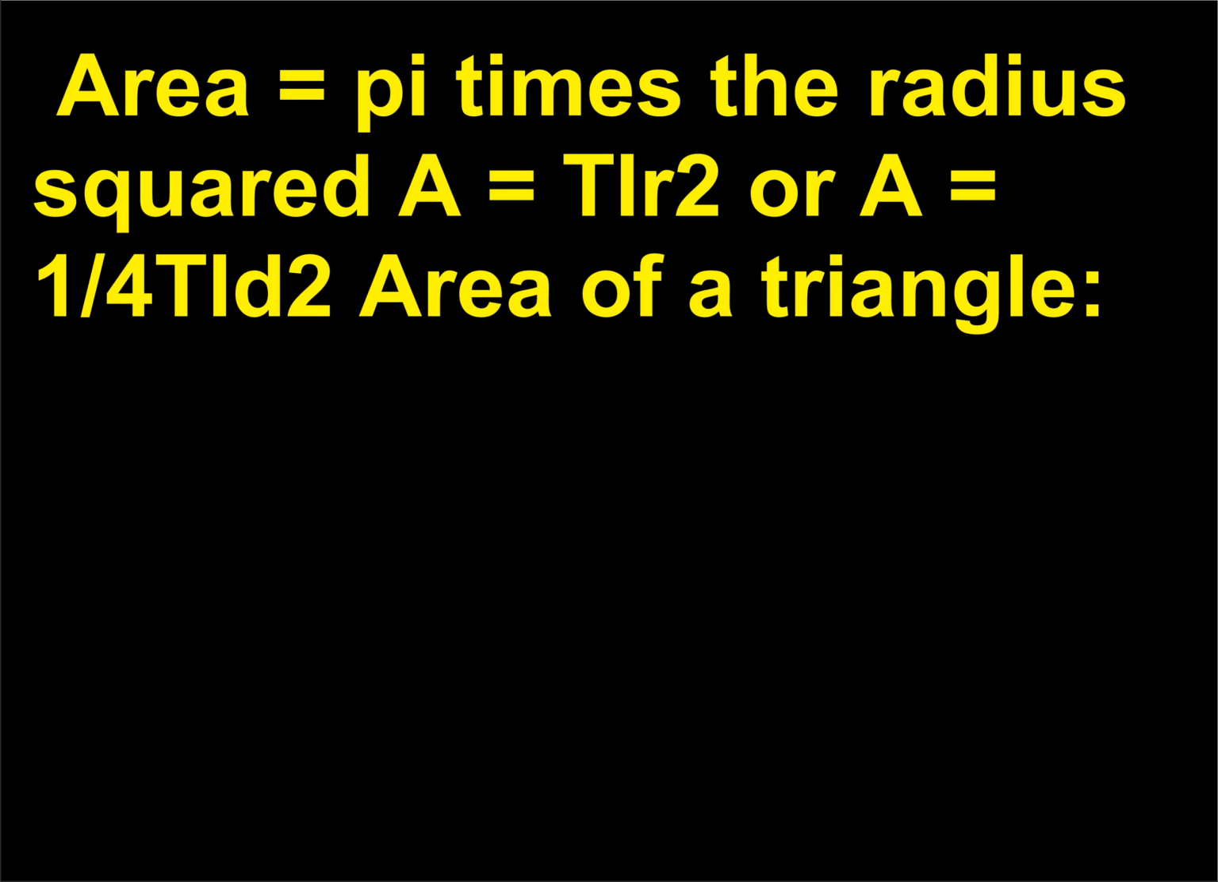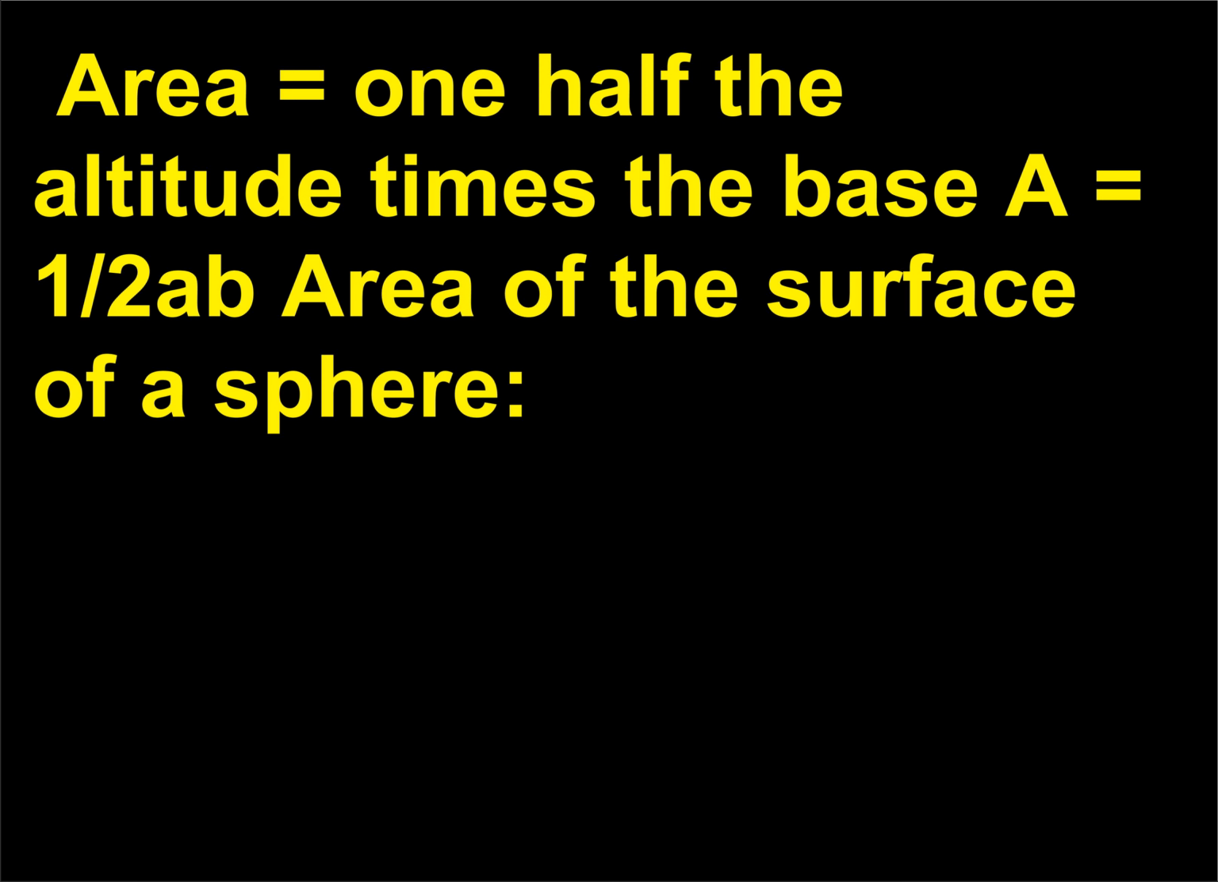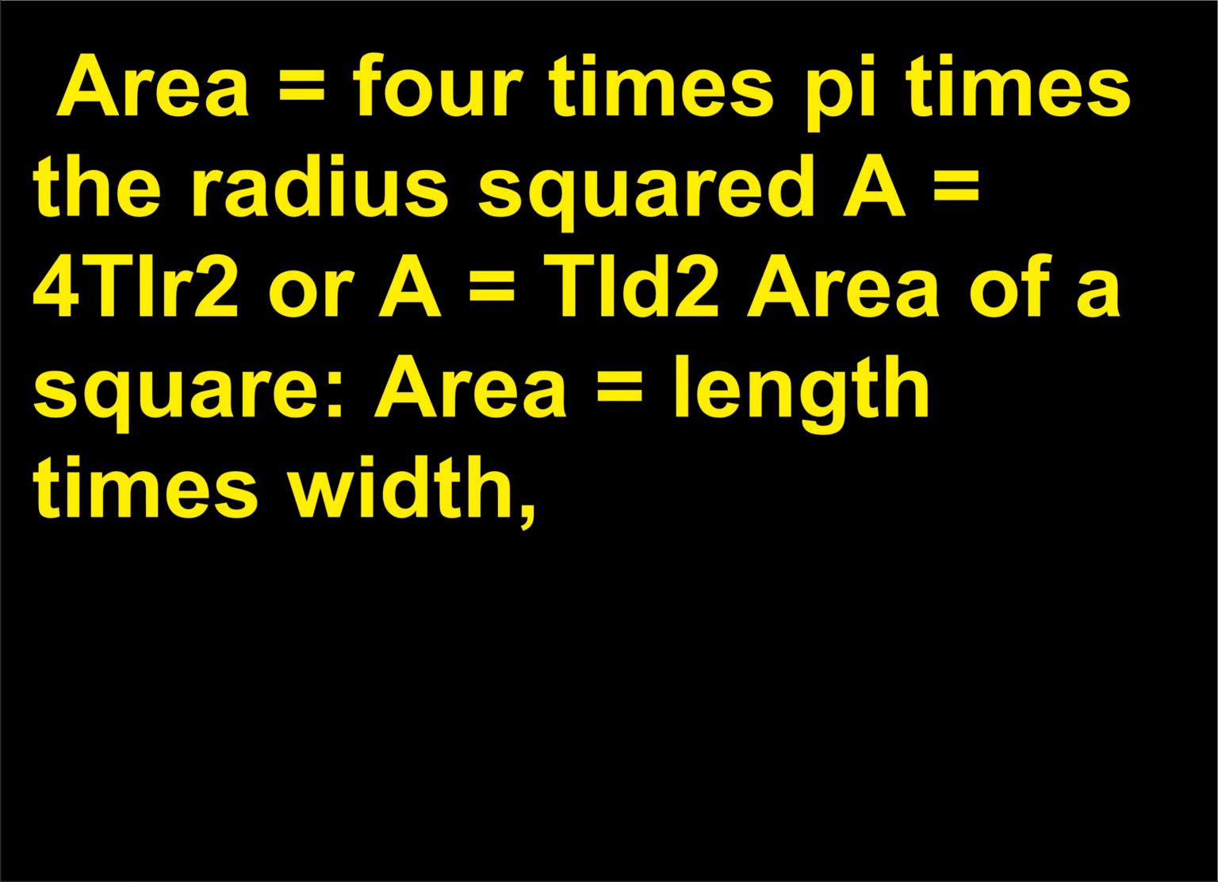Area of a triangle: area equals 1/2 the altitude times the base, A equals 1/2 bh. Area of the surface of a sphere: area equals 4 times pi times the radius squared, A equals 4πr², or A equals πd².